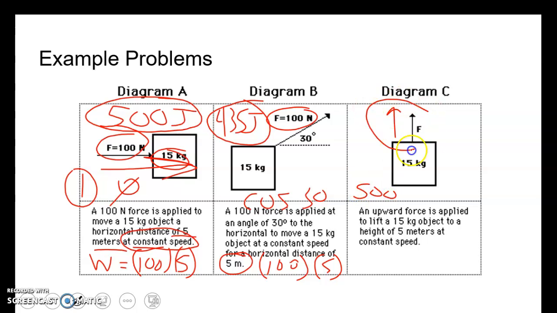Now, since the force and the direction are both going upward, our angle is 0. So that means the cosine of 0 is 1. So our answer is 500 joules.